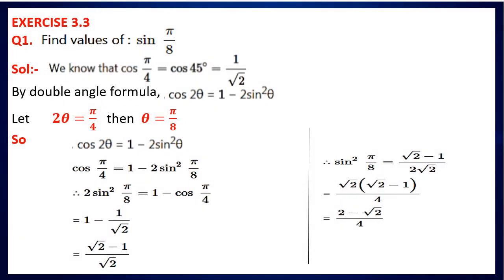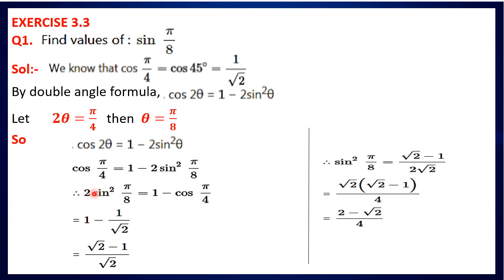Let's solve one sum of exercise 3.3. Question number 1: find the value of sine pi upon 8. Here we know that cos pi upon 4 is equal to cos 45 degrees, which is equal to 1 upon root 2. And we use the double angle formula, that is cos 2 theta is equal to 1 minus 2 sine square theta, and we take 2 theta as pi upon 4, then theta will be pi upon 8. We use the same double angle formula of cos 2 theta, that is 1 minus 2 sin square theta, and substitute 2 theta as pi upon 4 and theta as pi upon 8.